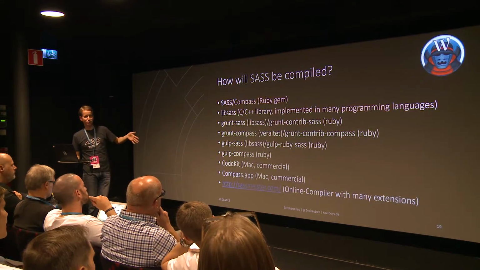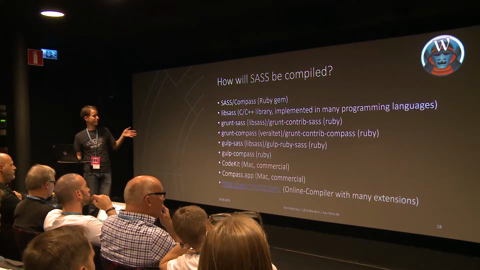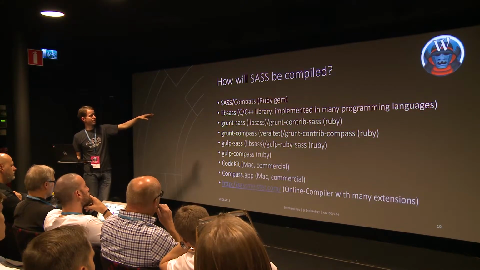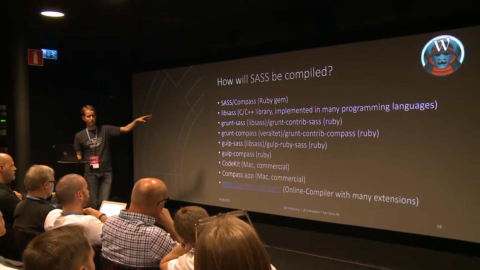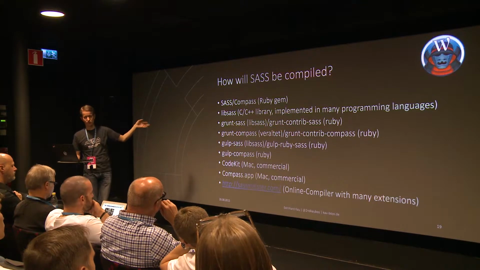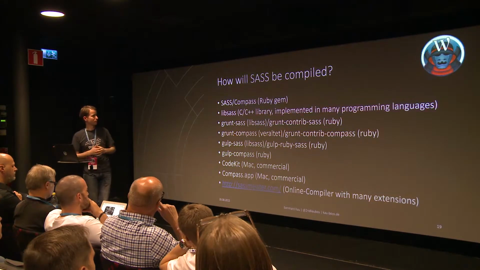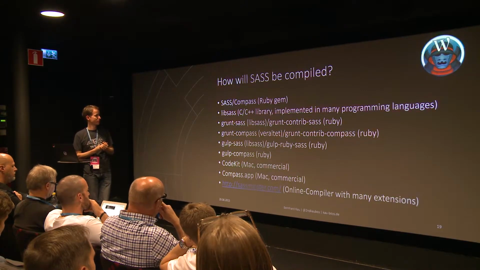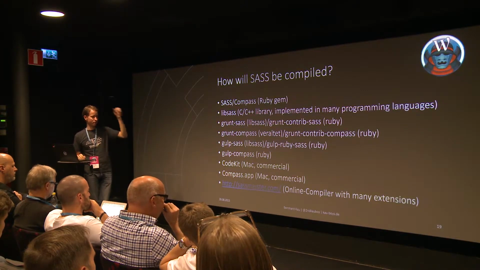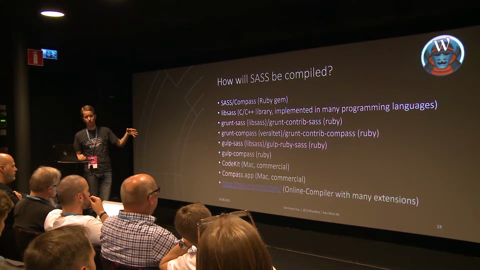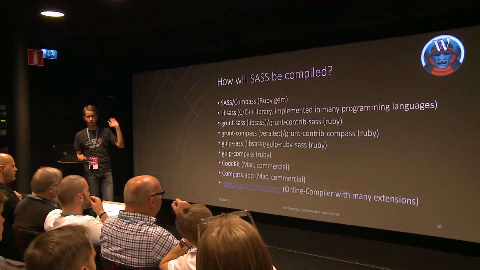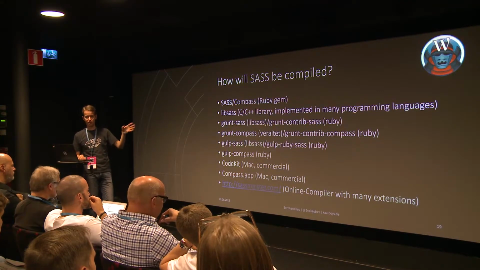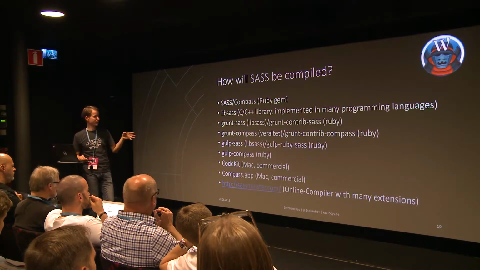There are many different SASS compilers out there. Like there's the standard SASS and Compass, it's a Ruby gem. That's one of the compilers most developers use. Then there's also LibSASS, a library written in C and C++. It's implemented in many programming languages. There's a Composer package for PHP, rendering with LibSASS, and things like that.